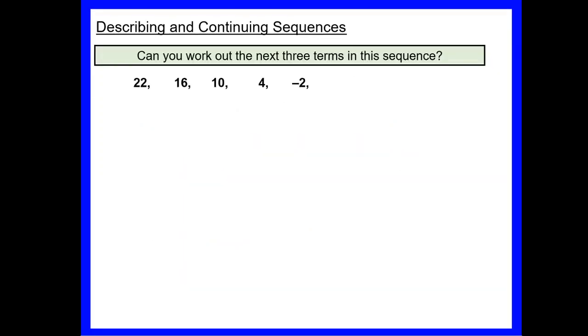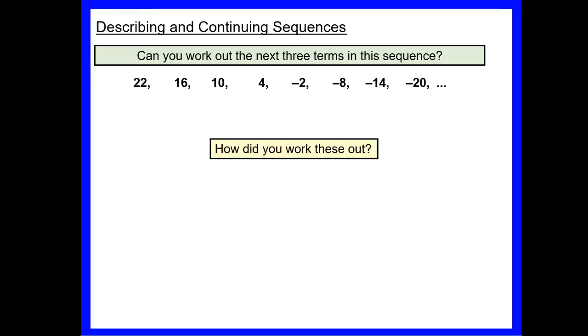Okay, can you work out the next 3 terms in this sequence? Just try for a second to figure out what the next 3 numbers might be. Okay, they're -8, -14 and -20. So how did you work that out?